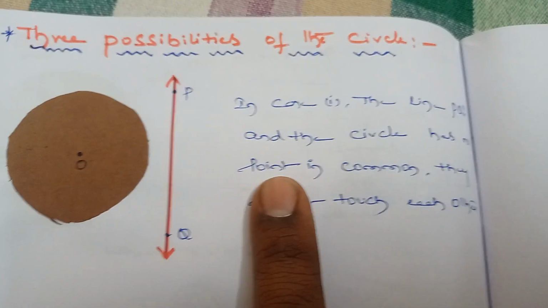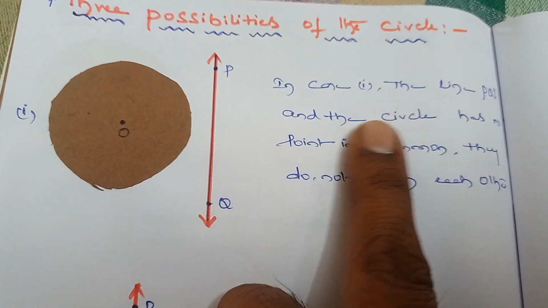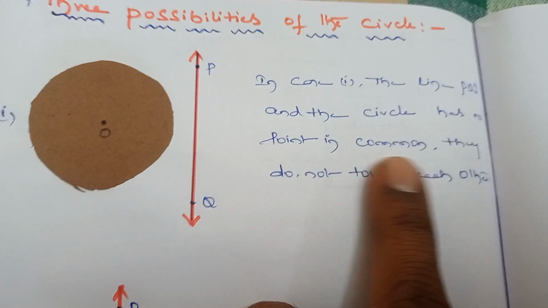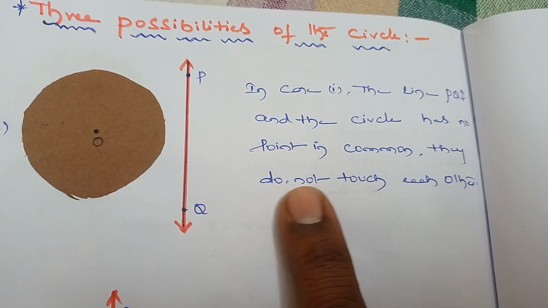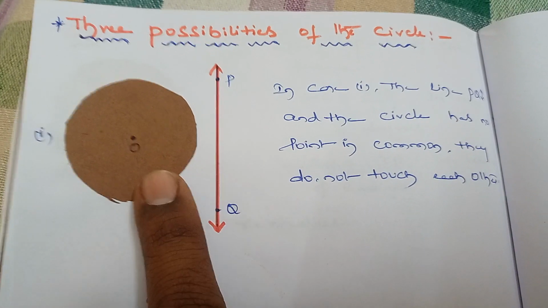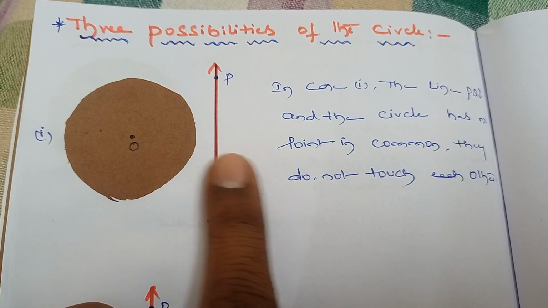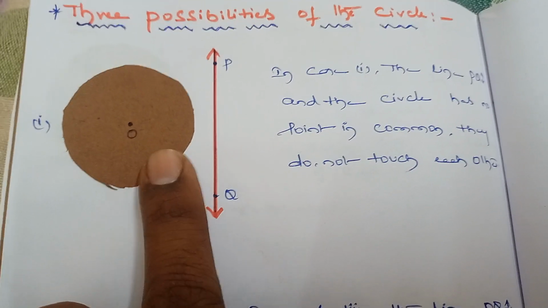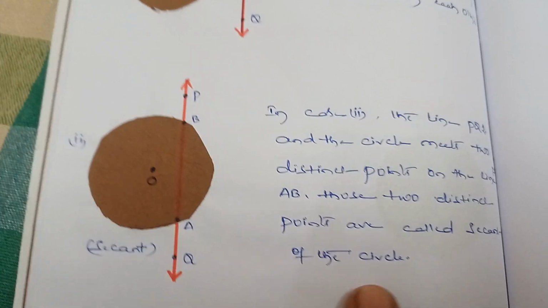Let's discuss the first one. In case 1, the line PQ and the circle have no point in common, so they do not touch each other. Okay, these two are idle, guys. They are not meeting each other. This is case 1.